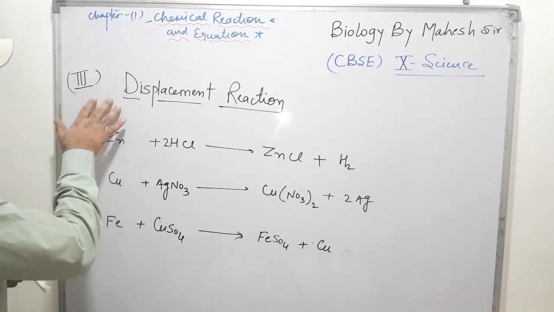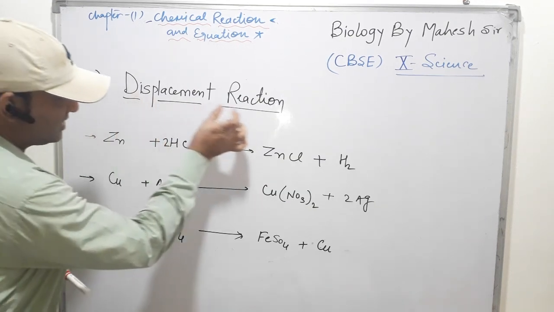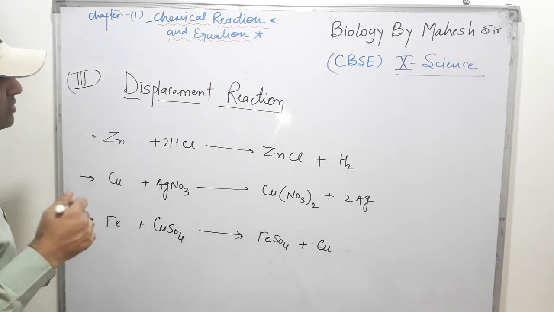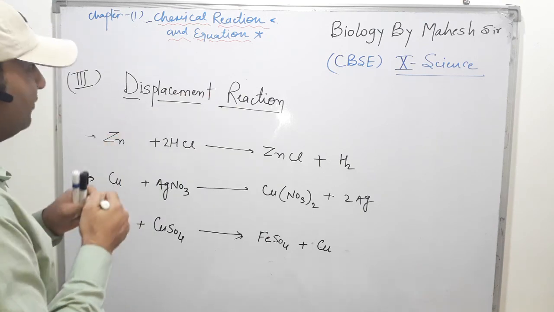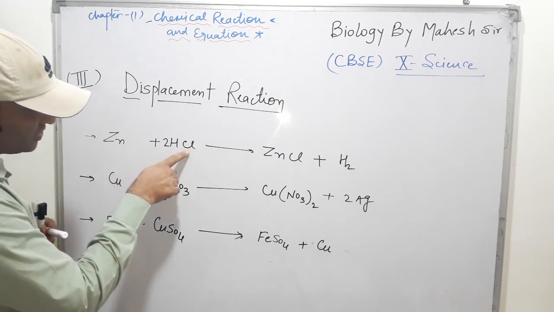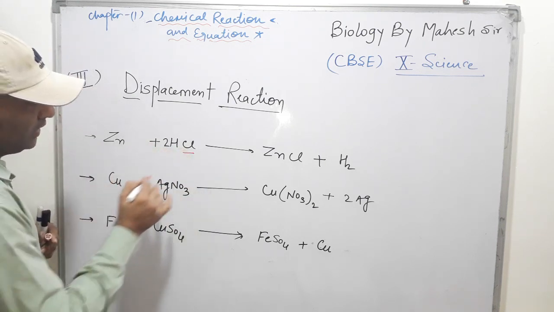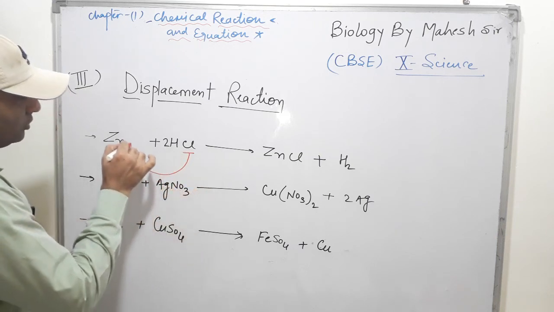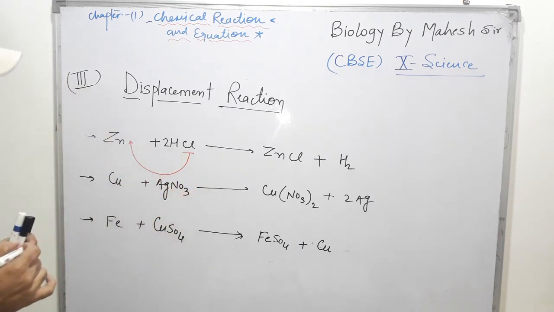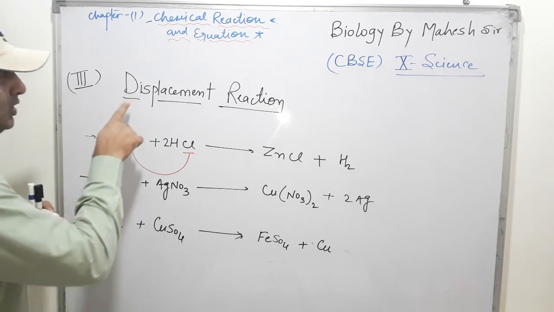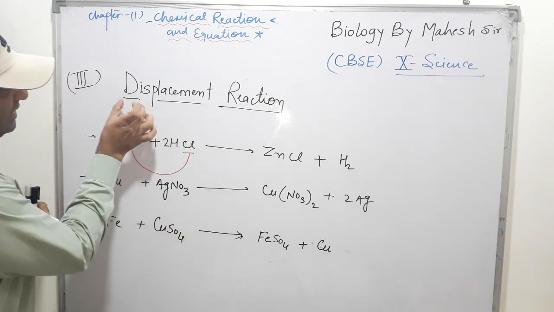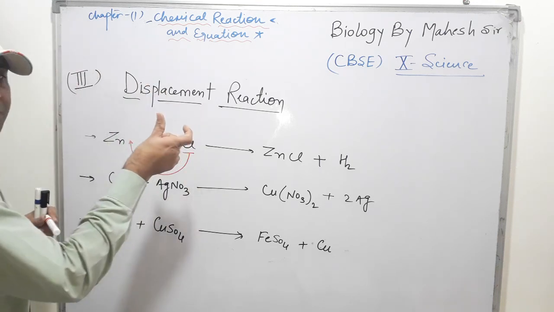So the next type of chemical reaction is called displacement reaction. The definition of displacement reaction: the type of chemical reaction in which one functional group, here the functional group is chlorine, shifts or moves to another element from its main element. The type of chemical reaction is called displacement reaction. So here displacement means the shifting of a functional group.